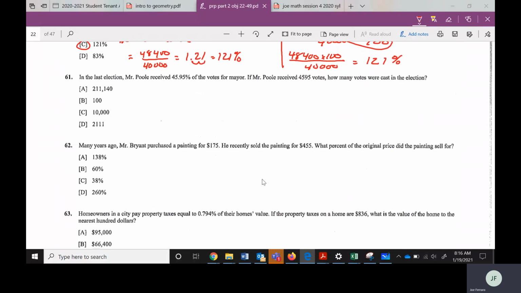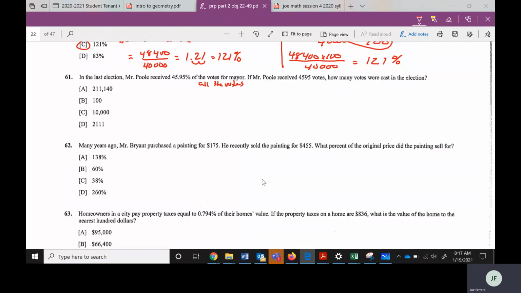Number 61 is another one where, again, the math isn't any different, but there are confusing ways of wording things. So we have to break it down. In the last election, Mr. Poole received 45.95% of the votes for mayor. So that's 45.95% of, another way we can say this is, all the votes. If he received 4,595 votes, how many were cast in the election?